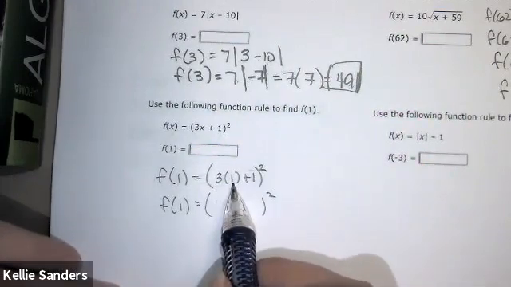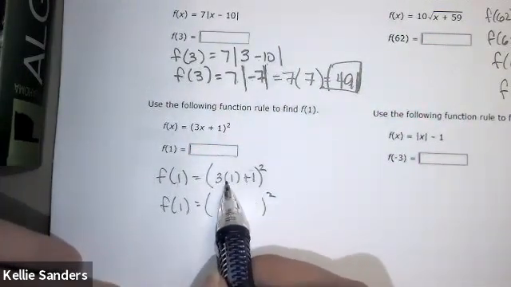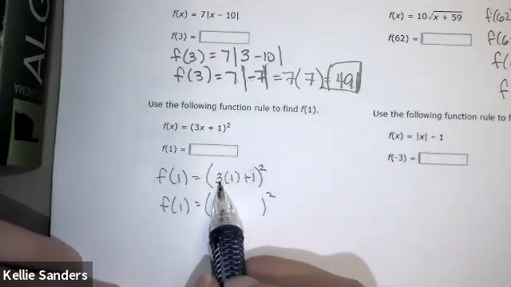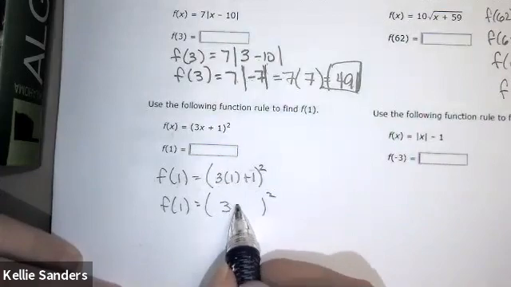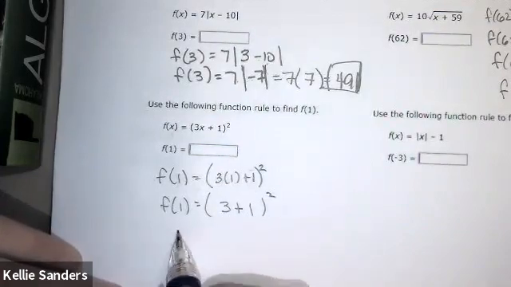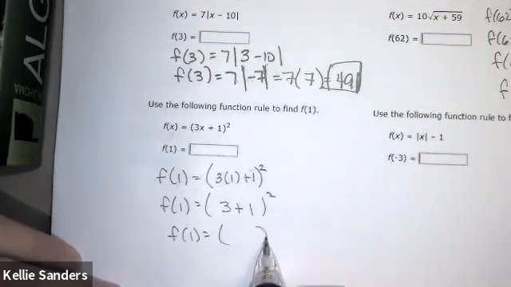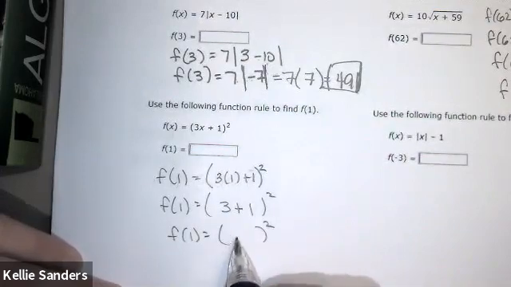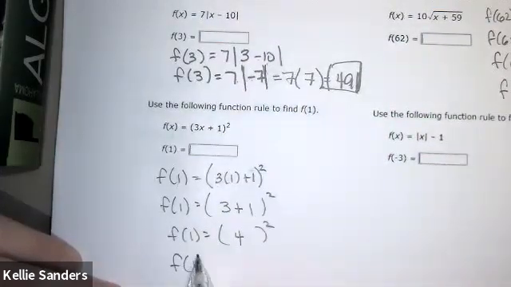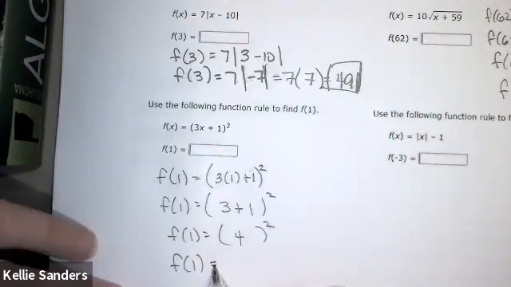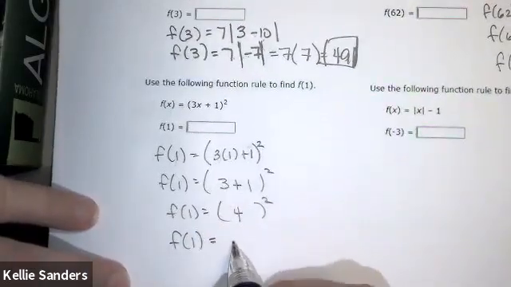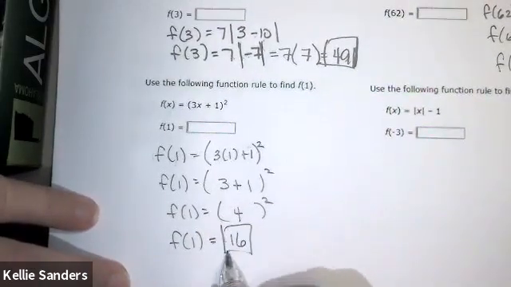Because there's multiplication and addition, we're going to do the multiplication first, not because it's written first, but because it's multiplication. 3 times 1 is 3. Bring the 1 down. Now we're going to do 3 plus 1, 4. The only thing left to do is square it. 4 squared is 16.